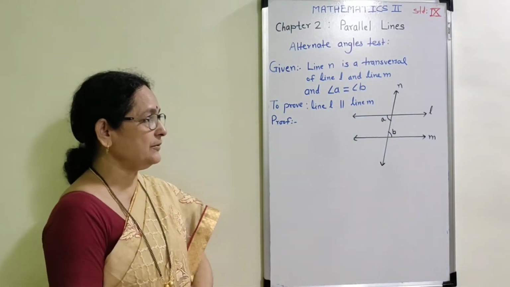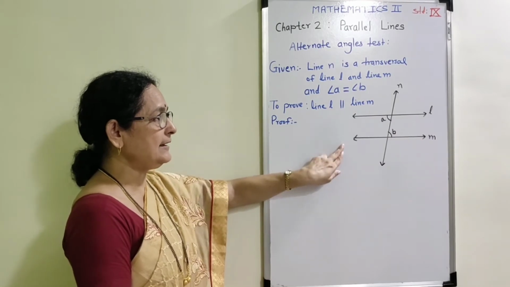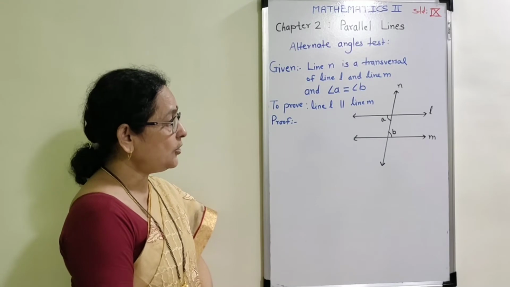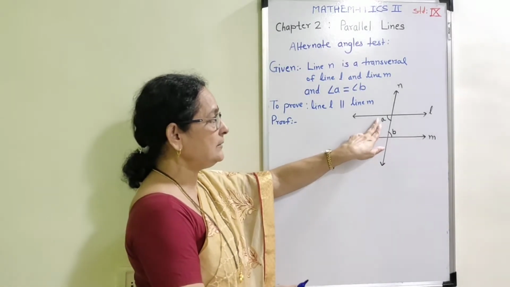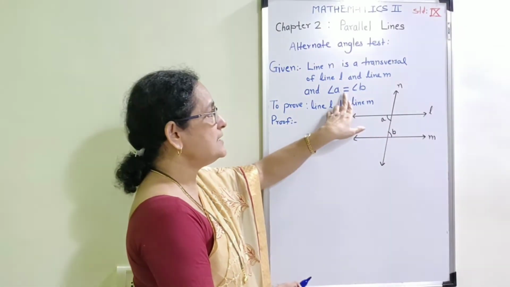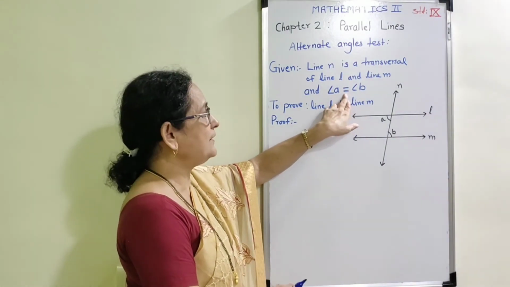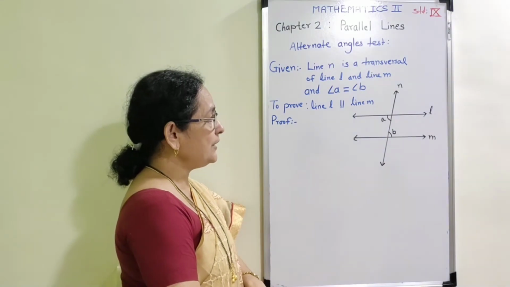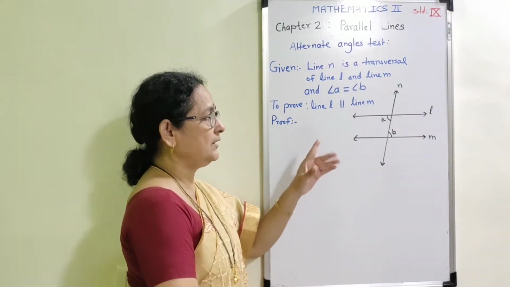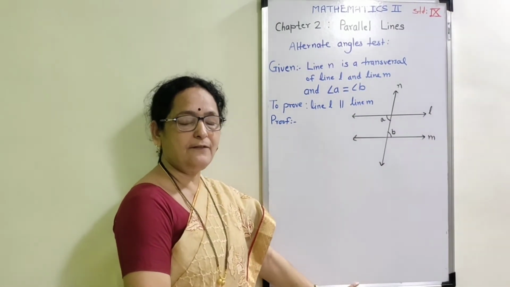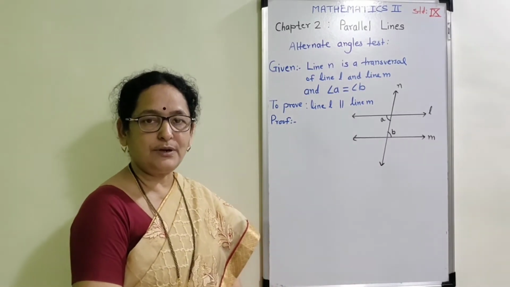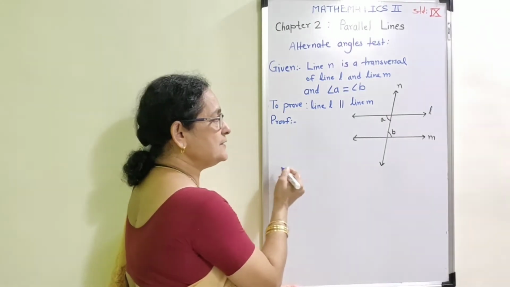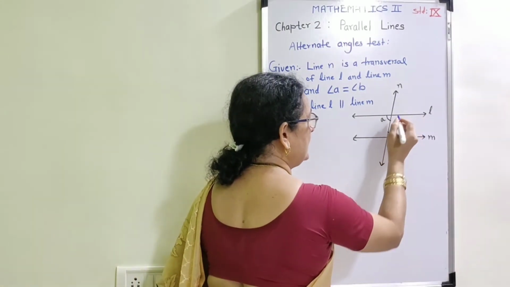Now observe the given figure. Here line L and line M and their transversal N is given. Also they have given that one pair of alternate angles is congruent. That means they have given that angle A is equal to angle B. Now we are going to prove that if this is the given, then both the given lines are parallel to each other.